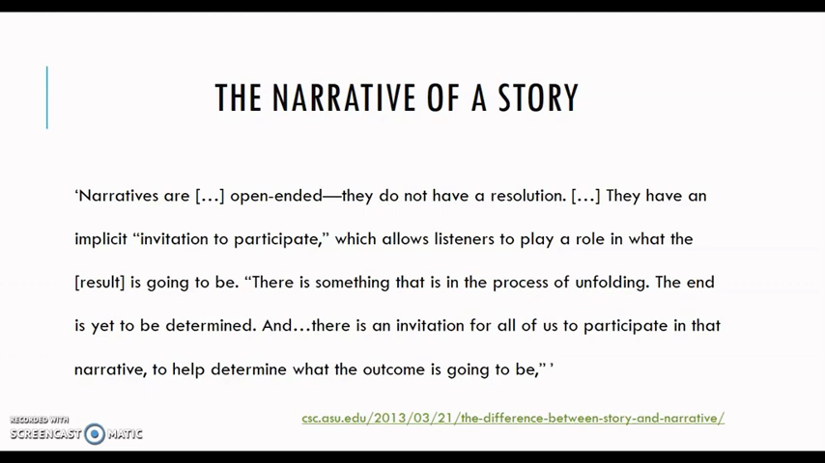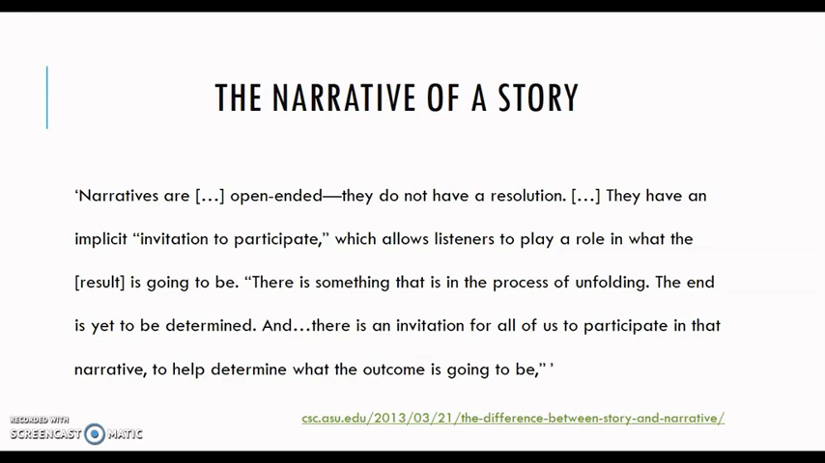Narratives are open-ended. That means they do not have a resolution. They have an implicit invitation to participate, which allows listeners to play a role in what the result is going to be. There is something that is in the process of unfolding. The end is yet to be determined. And there is an invitation for all of us to participate in that narrative, to help determine what the outcome is going to be.